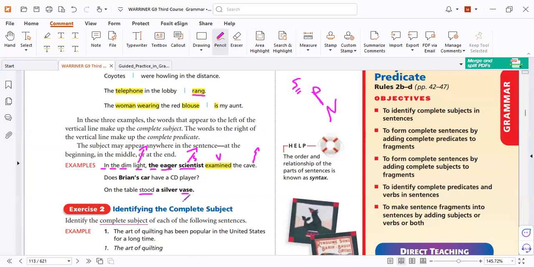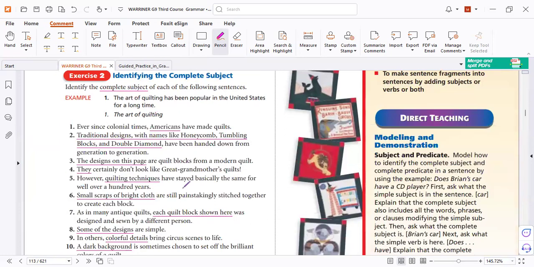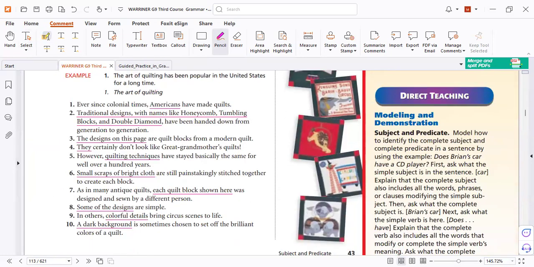Logically, what stood on the table? The vase. How can I say the vase stood on the table? The table? No. The vase is on the table. It's logic. So here is the verb, and this here is the subject. It's a practice together by logic. We are studying the first technique, by logic.